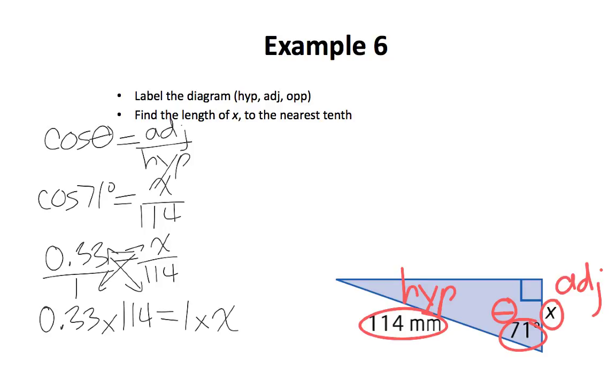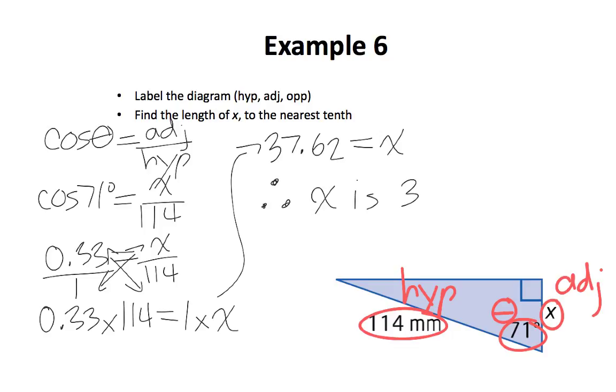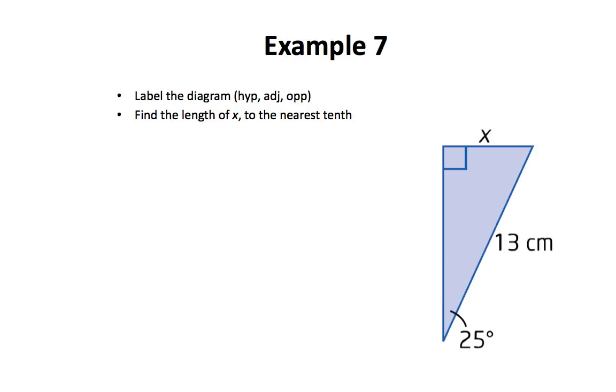I'm going to deal with the left side first. So 0.33 times 114 is equal to 37.62. And 1 times x is just x, because anything multiplied by 1 stays the same. So let's write a therefore statement. Therefore, x is 37.6 millimeters.